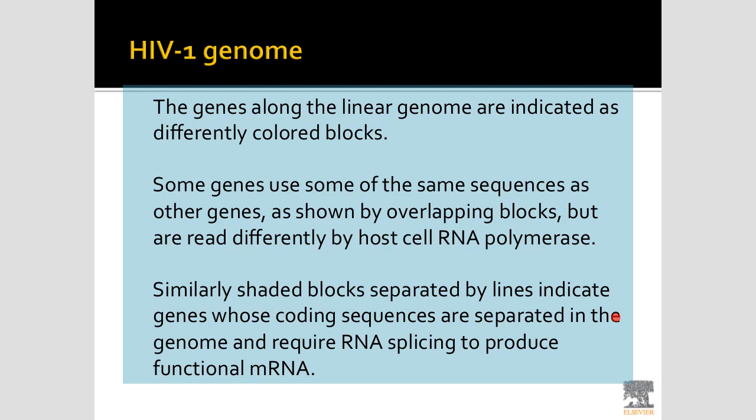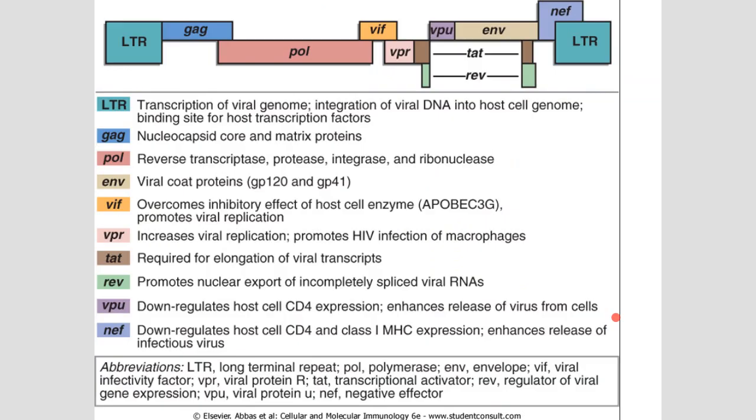The other important thing is that if you go back to the same figure, you'll see some of them are shaded blocks. These shaded blocks, which are separated by lines, indicate genes whose coding sequences are separated in the genome and require RNA splicing to produce functional mRNA. That again is a basic genetic concept: you have a gene and then an enzyme is going to slice a part of that gene and insert it. We have very specific enzymes that take a bigger chunk of a gene and slice that portion.